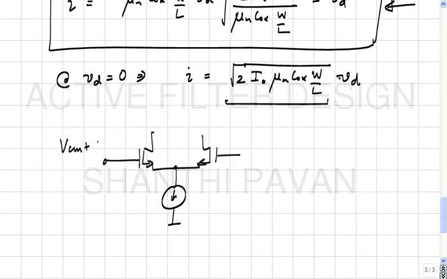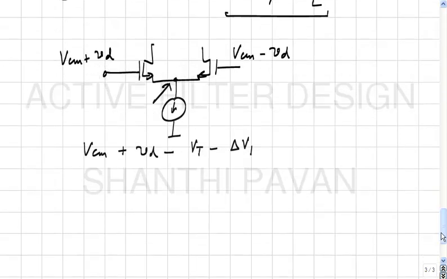this is VCM plus Vd, right? This is VCM minus Vd, and this voltage is what? VCM plus Vd minus Vt minus delta V1, and to make it a symmetric expression, what one can say is Vd is nothing but delta V1 minus delta V2. What is Vd in terms of delta V1 and delta V2? Half of delta V1 minus delta V2.